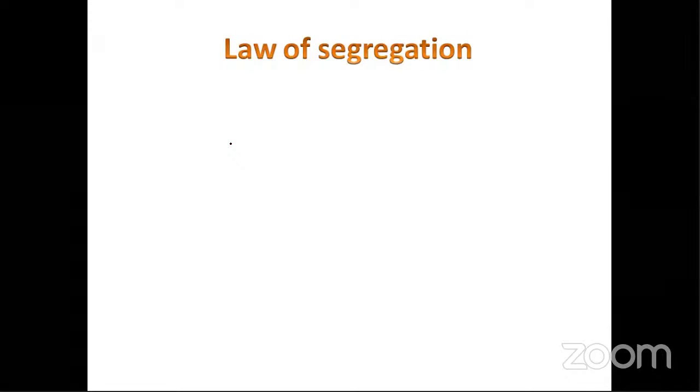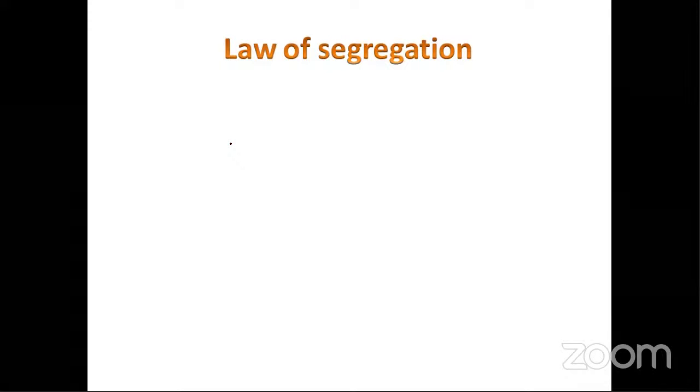Then coming to the law of segregation, it tells you that the two alleles are present in the heterozygote, but they don't contaminate each other. They are inherited in the pure form in the progeny. Okay, that is the law of segregation. It means they segregate whenever they go for gamete formation without contaminating each other.